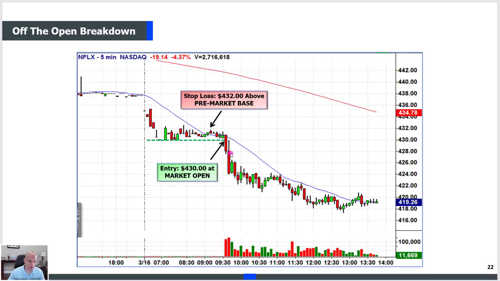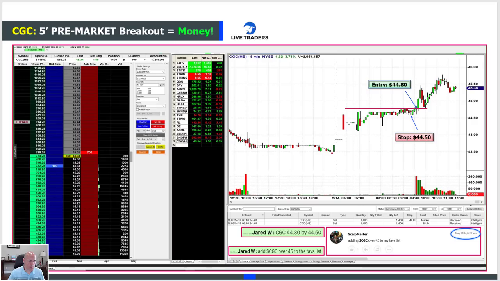There's nothing. It just drops off the open. But when you add the pre-market chart, it looks like the world's greatest, most perfect breakdown. And it is. You're in at 430, your stop's 432, drop, drop, drop, it goes to 418, you make $12, that's 6-1 on your money. Impressive, right? Not bad. Here's another one.